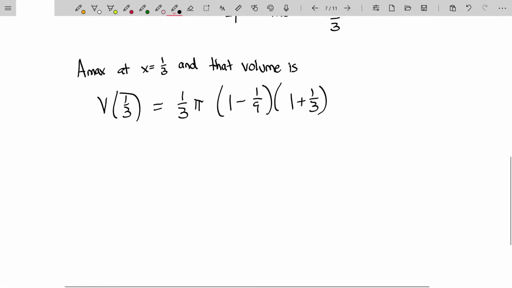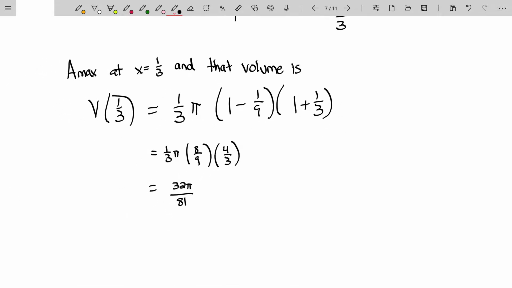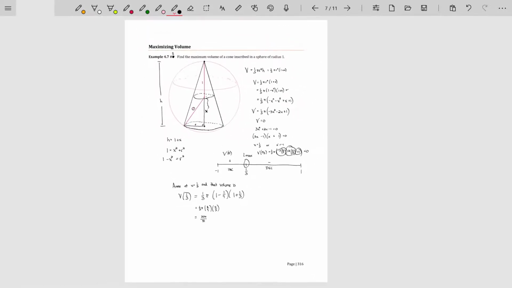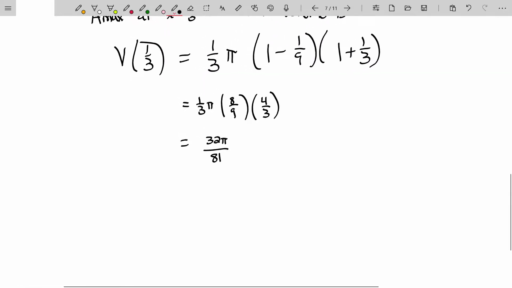Now I'm going to go ahead and finish this out. That's 1/3 pi, 8/9, and 3/3 plus 1/3 is 4/3. So it's 32 pi over 81. Whatever that number is, that's the maximum volume. That many cubic units. I have no idea what units we were dealing with here, but that many cubic units is going to be the maximum volume.